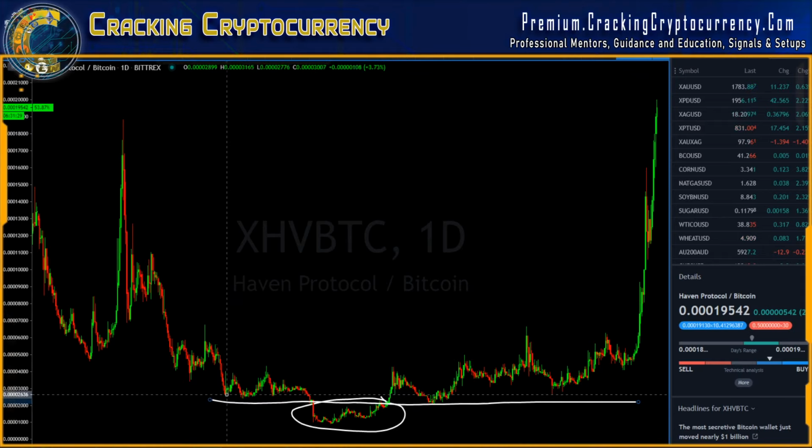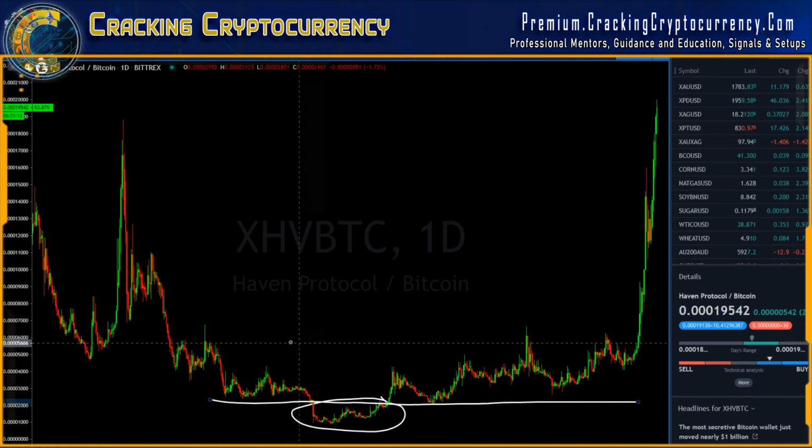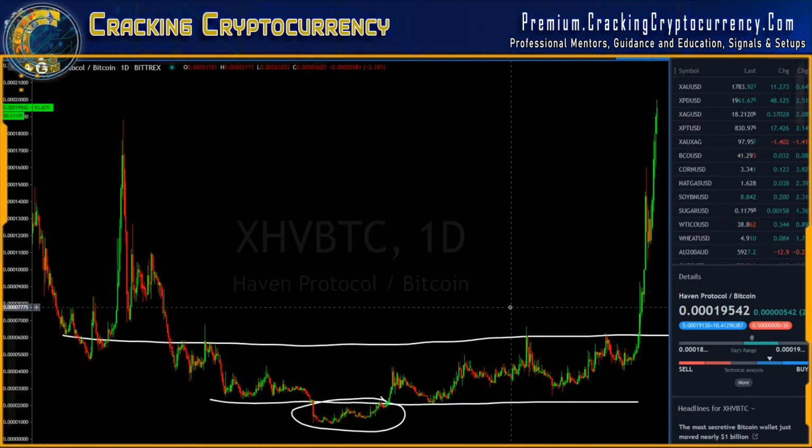We can see previously XHV had really respected that 26,000 level of support, and then on that breakdown, this is where the boys are separated from the men. But we broke back up into the previous range and then just kind of consolidated there, and then we ended up finally breaking out of this entire range, which was quite rectangularly.